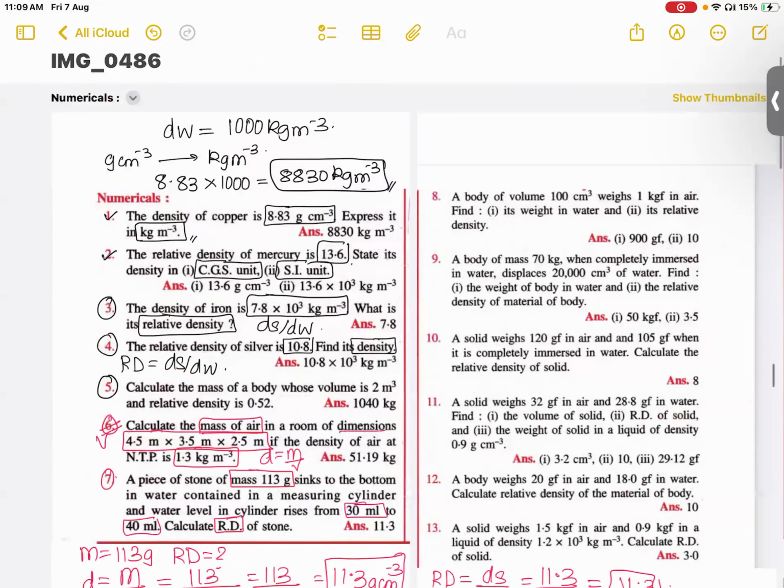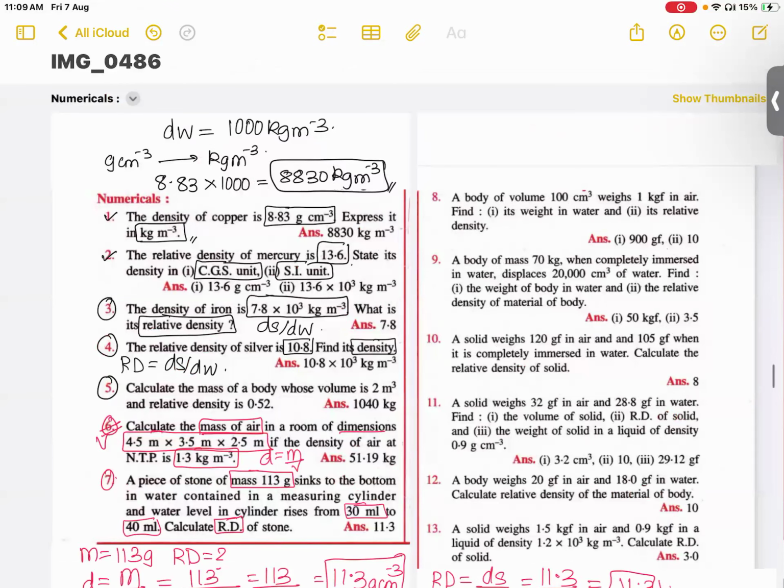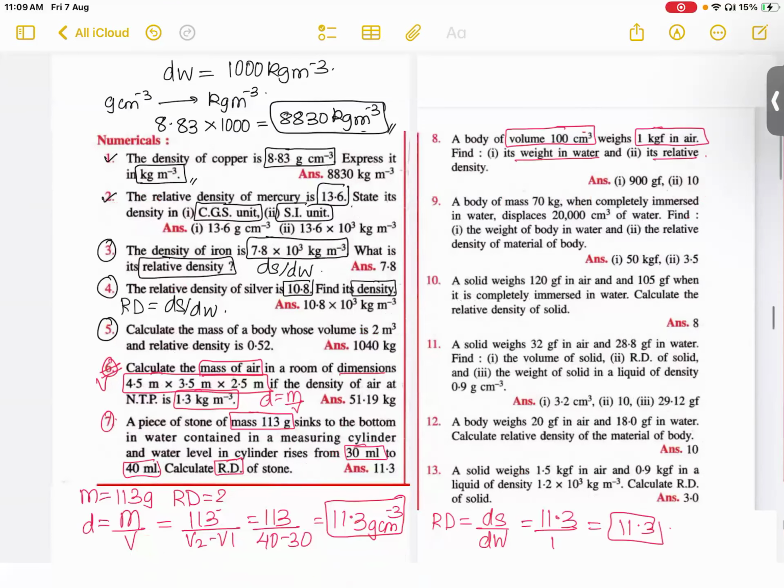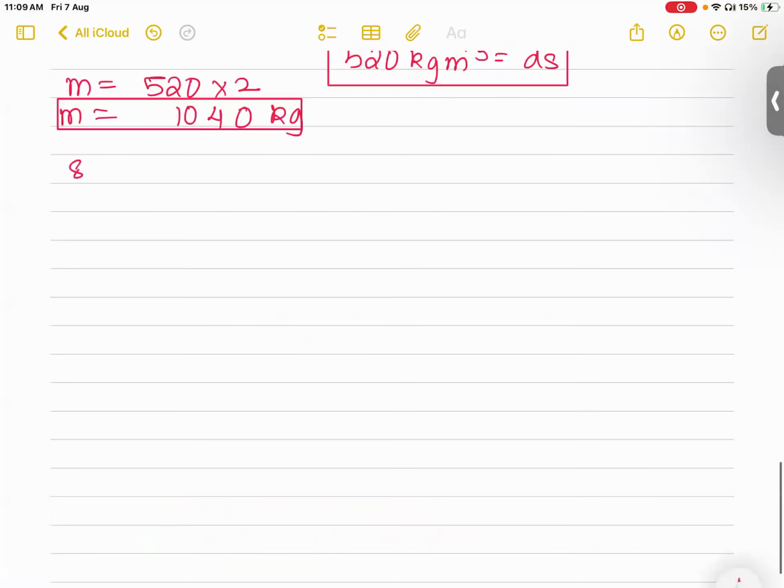Okay, so let's take eighth one. Question number 8 says a body of volume weighs 1 kgf in air. Find the weight in water and its relative density. Simple it is, guys. I will first make a note of the things which are given to us. Question number 8. They have instructed the volume of the body is 100 centimeter cube.